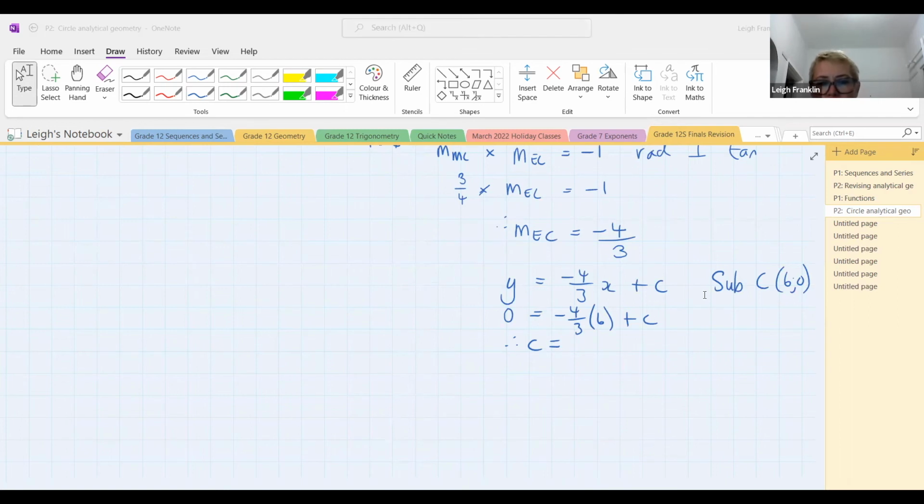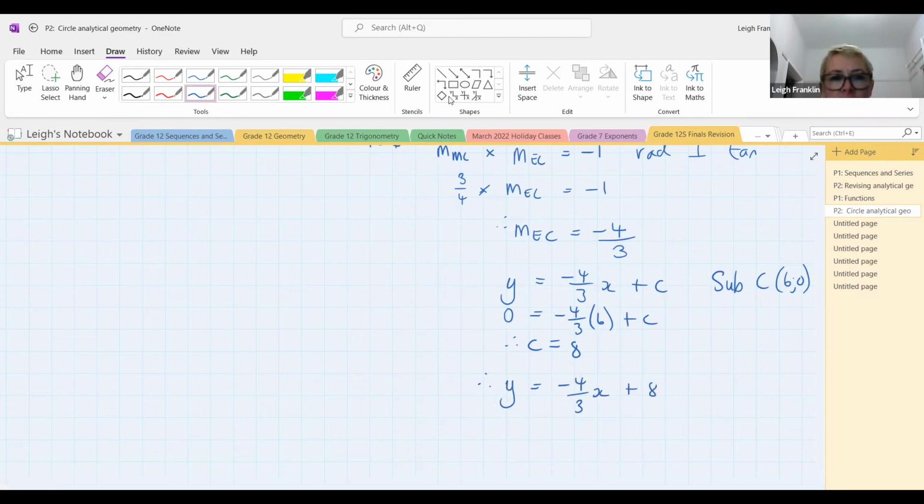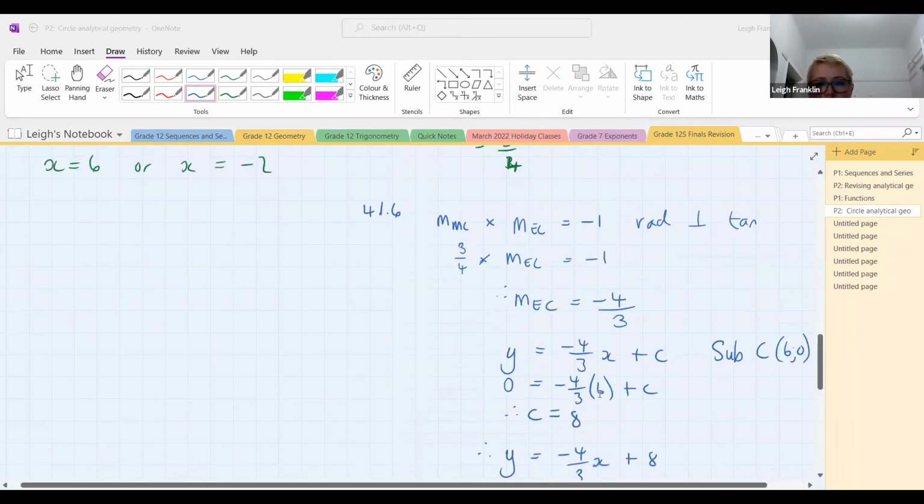Okay, so Kanyisile says 8. I agree, Kanyisile, I also get 8 as an answer. Okay, so the equation of EC is y = -4/3x. Don't forget about the x, plus 8. Okay, good. Well done, Kanyisile. Well done, Kulani. All right, quite right.